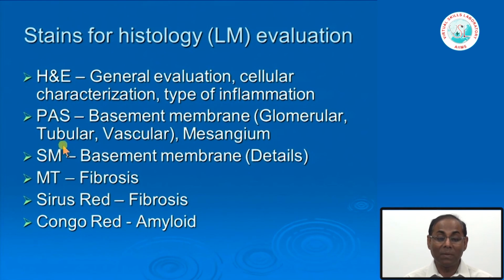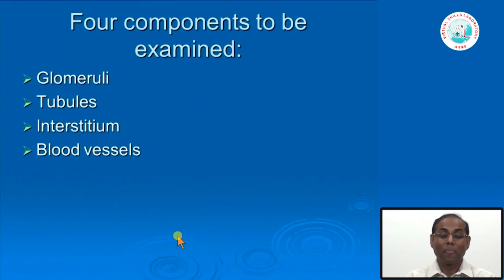Then we do the silver methenamine stain. Now, this gives you the details of the collagen in the glomerular basement membrane. And then sometimes we do the Masson trichrome to assess the fibrosis. Then we also sometimes do the Congo red and Sirius red stain. Congo red is done to detect amyloid.